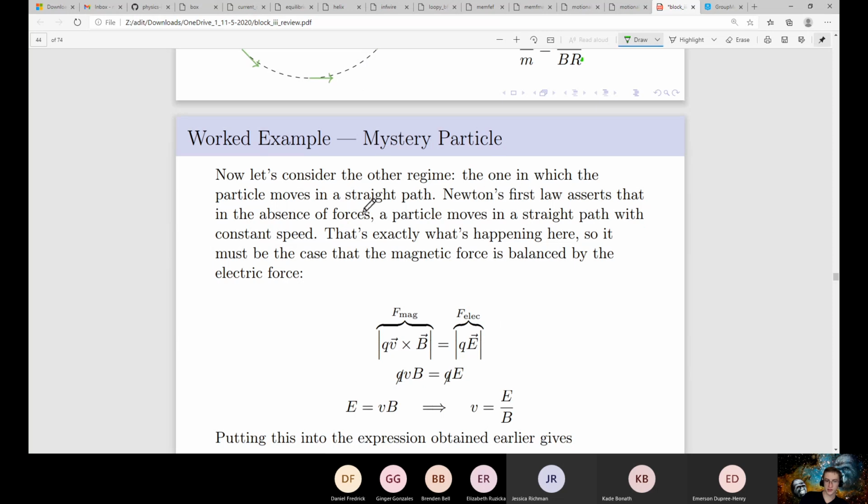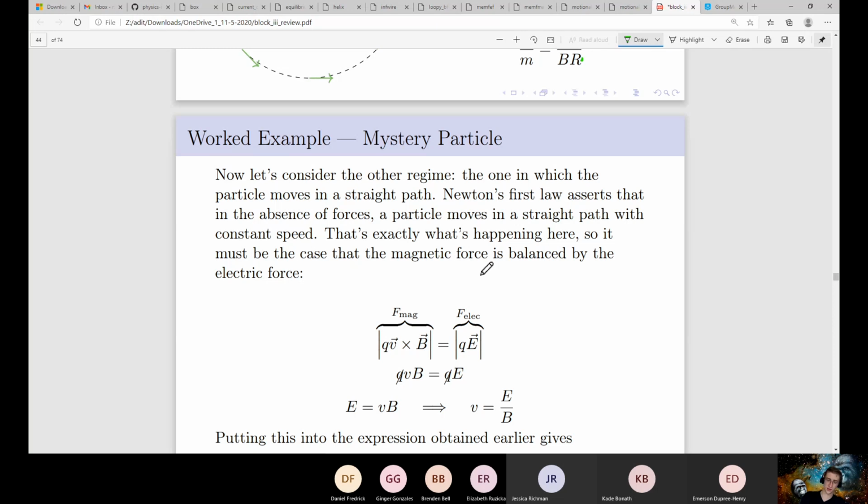If the particle's moving in a straight path, then Newton's first law asserts that anything moving in a straight path with constant velocity or constant speed must have zero force acting upon it. If there's no acceleration, there's no force, and it's just not going to change path. It's just moving in a straight line. And that's what's happening here.